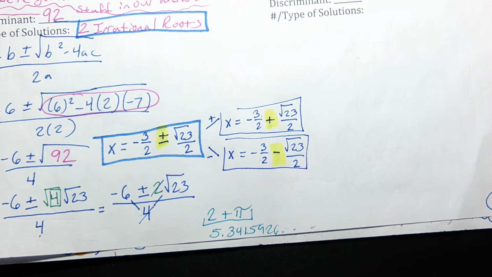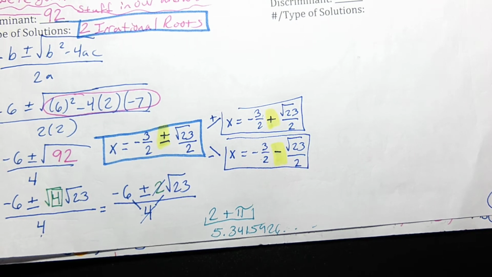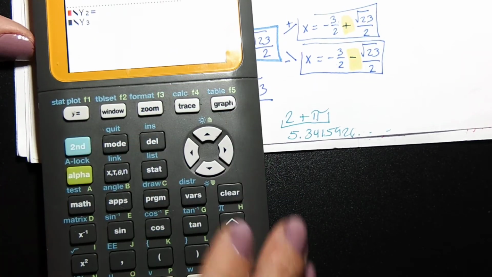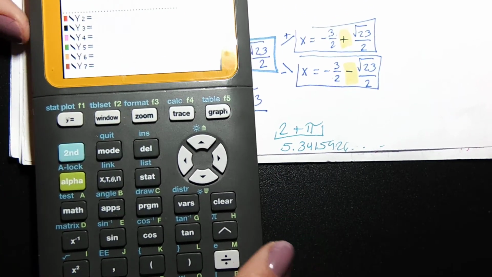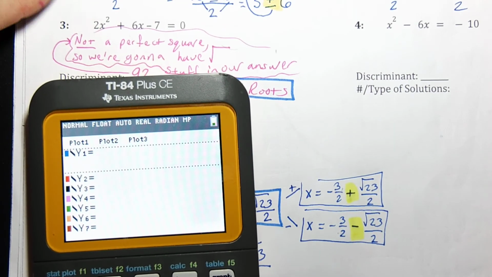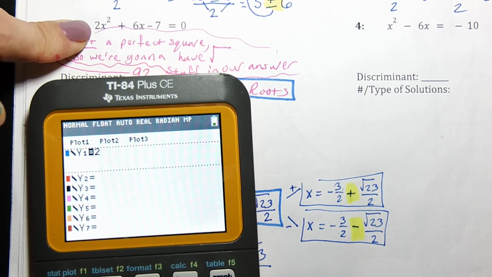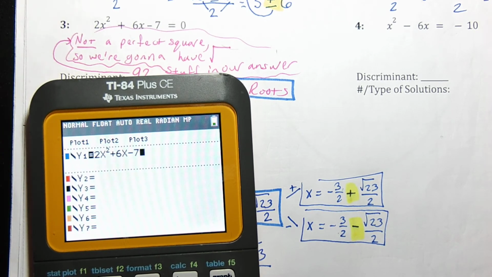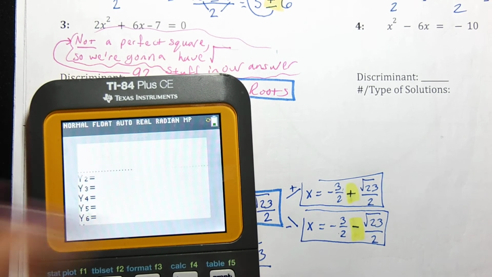Now, if I were you, I'd be a little skeptical. Really? Those are the roots. That's what I plug into the equation to get 0. I'm going to show you graphically how we can prove this. And if you're like, oh, great, graphing, our favorite thing ever. Go ahead and go to your y equals and type in this equation. 2x squared plus 6x minus 7. We're going to be using our calculator grapher a lot today to help us figure out our best method of solving.